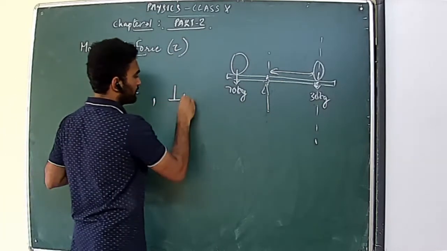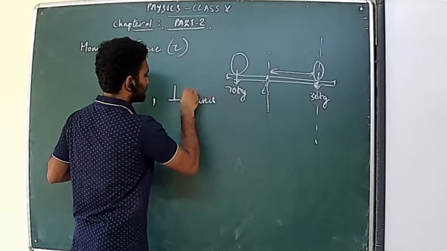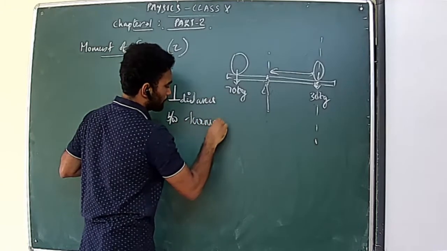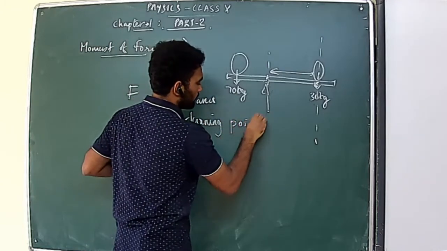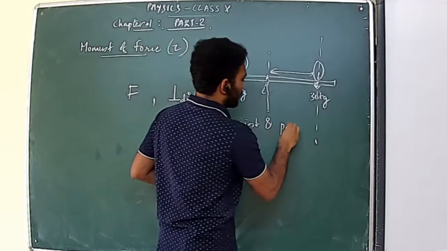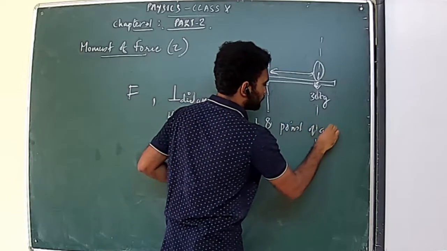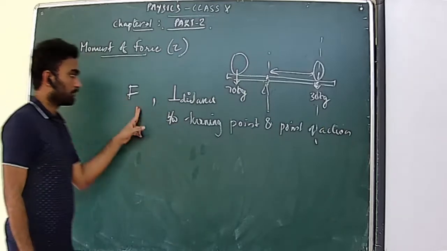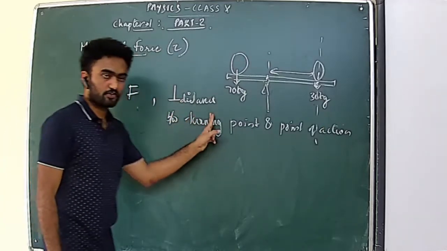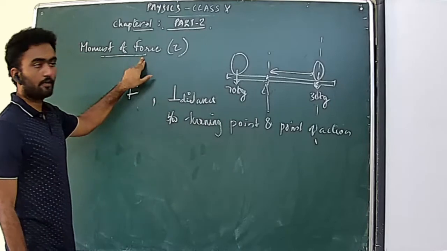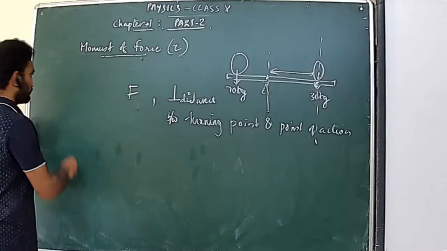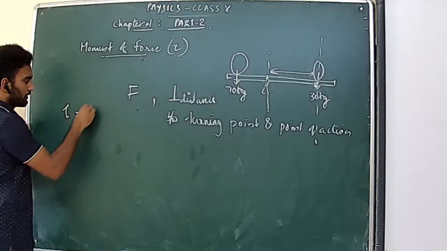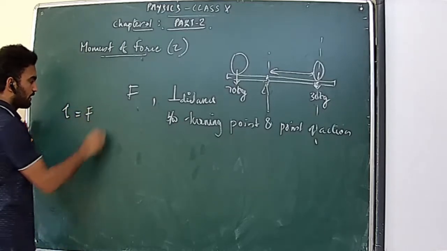Distance between the turning point and the point of action of force. So these are the two factors on which the moment of force depends. If the force is more, the moment of force will be more, or if the distance of separation is more, then definitely the moment of force will be more. So we represent moment of force by the letter tau, which is equal to the product of force and the perpendicular distance of separation.